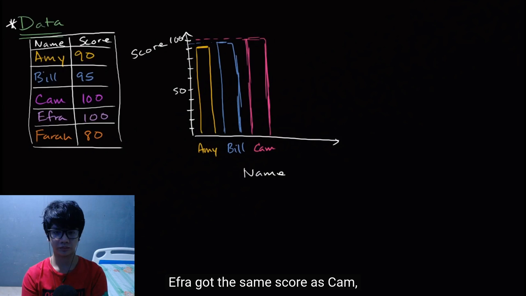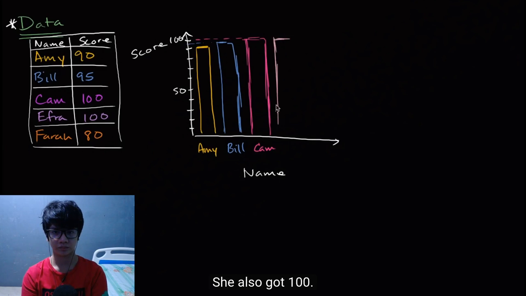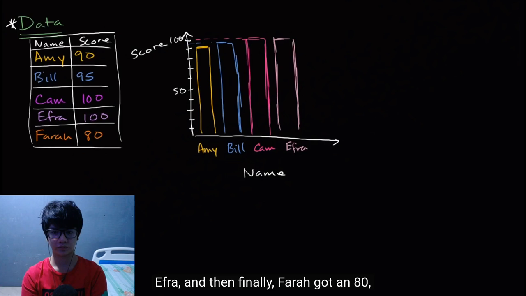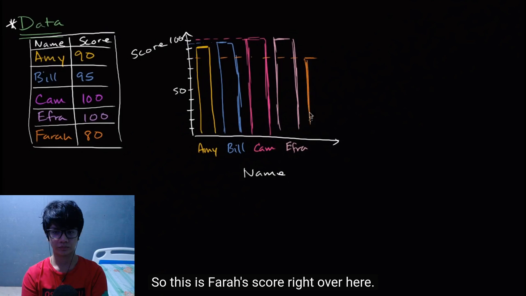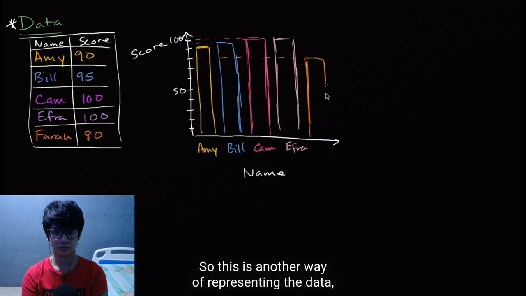Ephra got the same score as Cam. So let me do that in Ephra's color. That's Ephra's score right over there. She also got 100. And then finally, Farah got an 80. So 60, 70, 80. So this is Farah's score right over here. So this is another way of representing the data.